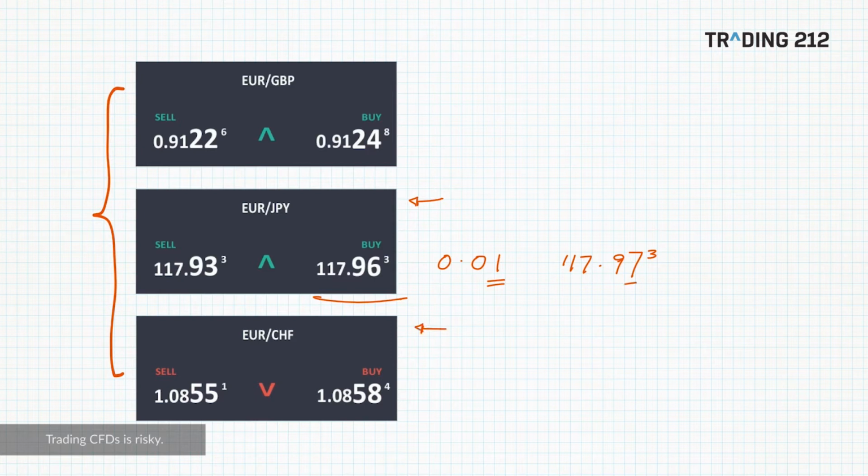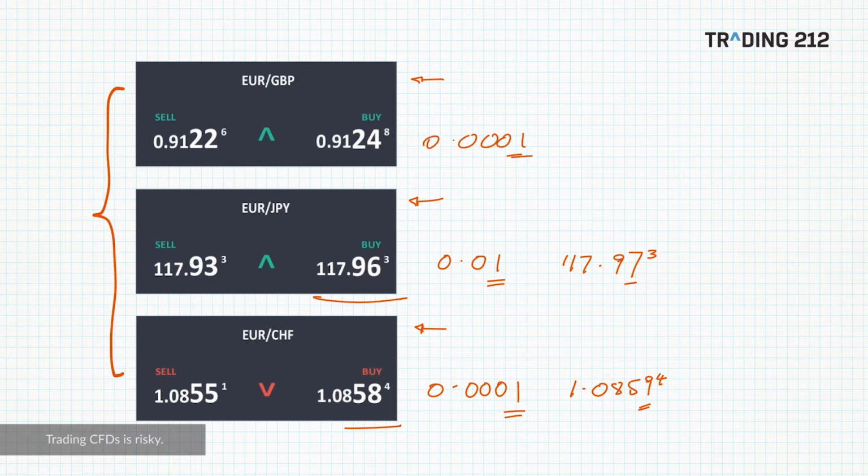With Euro Swiss and Euro Sterling, 1 pip is, as it is with so many other currency pairs, 0.0001. So it's on the 4th decimal place. This offer here was to increase from 1.08584 to 1.08594. That would be an increase of 1 pip. And similarly with Euro Sterling, as we said, it's the 4th decimal place.